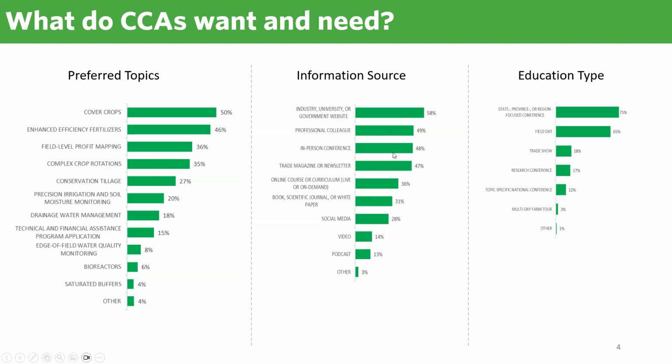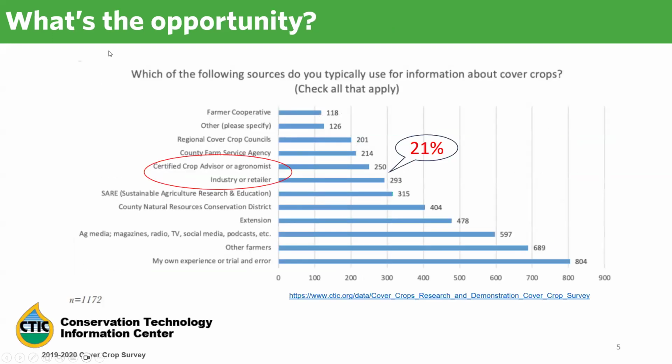I'm showing this graph because we also matched that survey with another survey we did with about 1,200 farmers, where we asked them, which of the following sources do you typically use for information about cover crops? We asked them to check all that apply. We just used cover crops, but think about conservation practice as a whole. Farmers in general are going to be trying on their own. They're going to rely on other farmers, but they rely on extension as well. But when you look at CCAs or industry or retailer, only about 20% of them said that they get their help from the CCAs. So that shows us something.